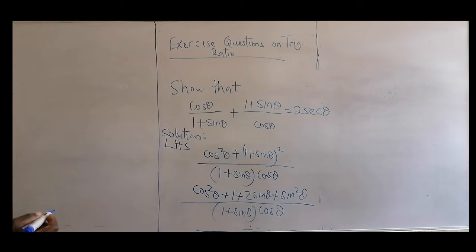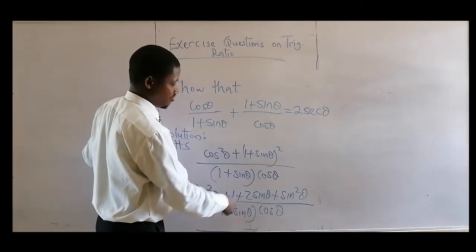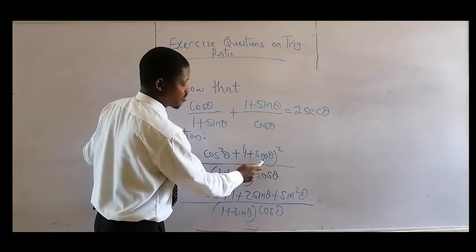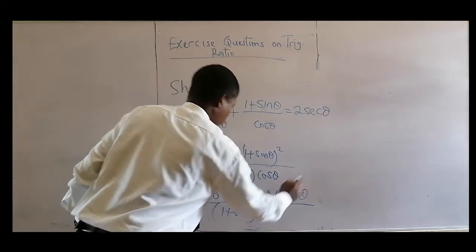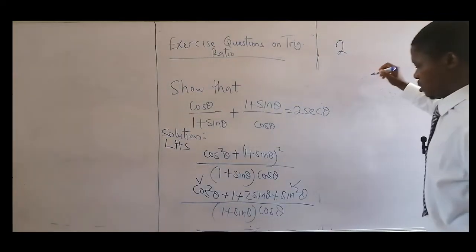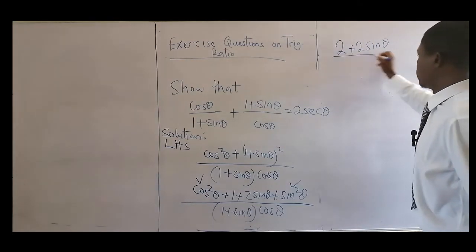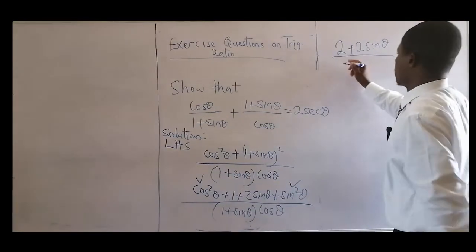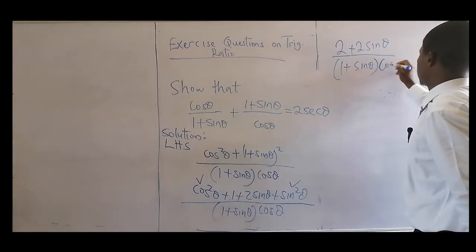Okay, and don't forget this one. We want to expand this one to be a squared, 1 squared, and then 2ab, sine theta, then plus b squared, sine squared theta. And don't forget that cos squared theta plus sine squared theta is 1. So 1 plus 1, that's 2. So I'm having 2 plus 2 sine theta all over 1 plus sine theta times cos theta.